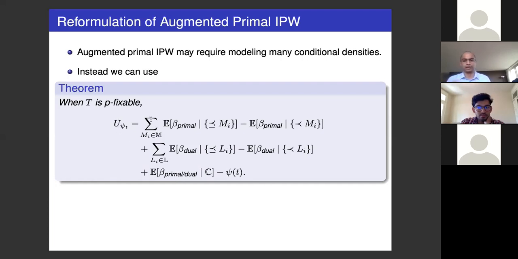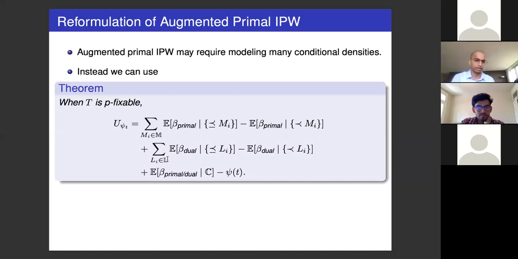So again, separating out vertices into sets M and L. If you're a vertex in M, it turns out that you first obtain estimates for each of your samples of beta primal, treat that as a random variable, and take the conditional expectation of beta primal given all vertices that precede Mi, including Mi, and then subtract off a conditional expectation of essentially the same thing, but exclude Mi from past the conditioning bar here. So just all vertices preceding Mi.